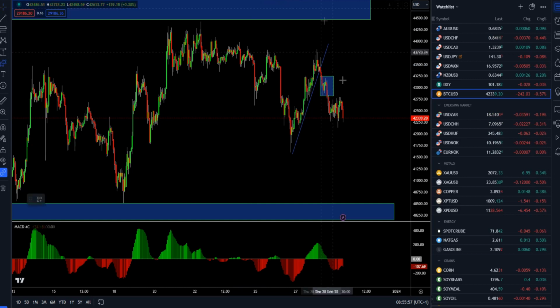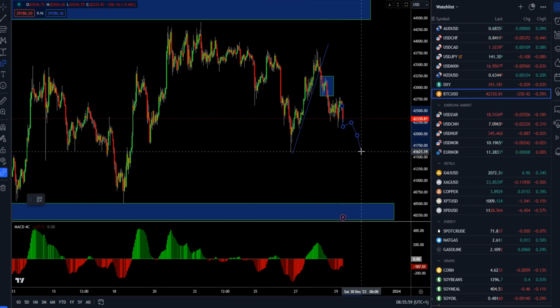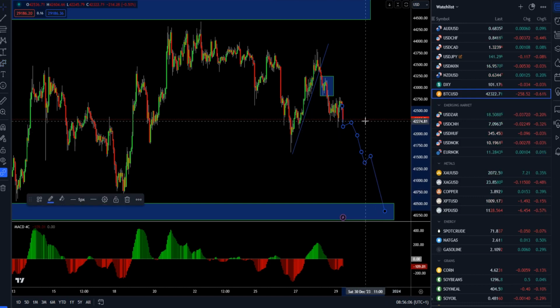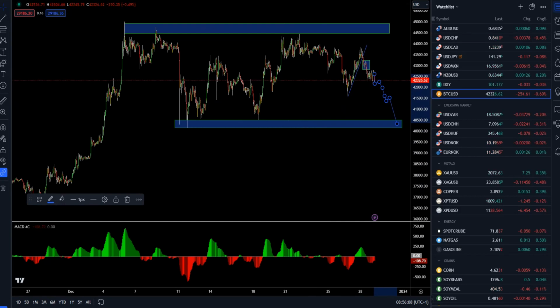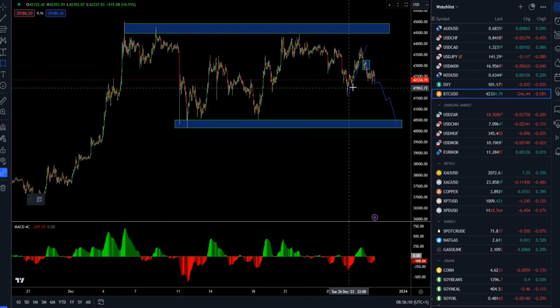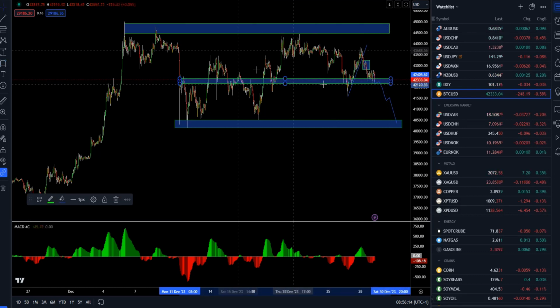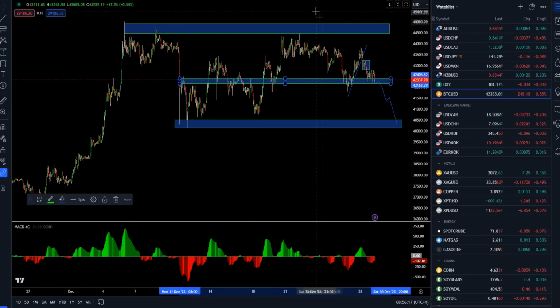So it seems like there is more chance for the downside towards the low, let's say the 41,600 mark, or even to retest this key support cluster around the 40,300 mark. But the price is right now in the middle of this whole trading range.